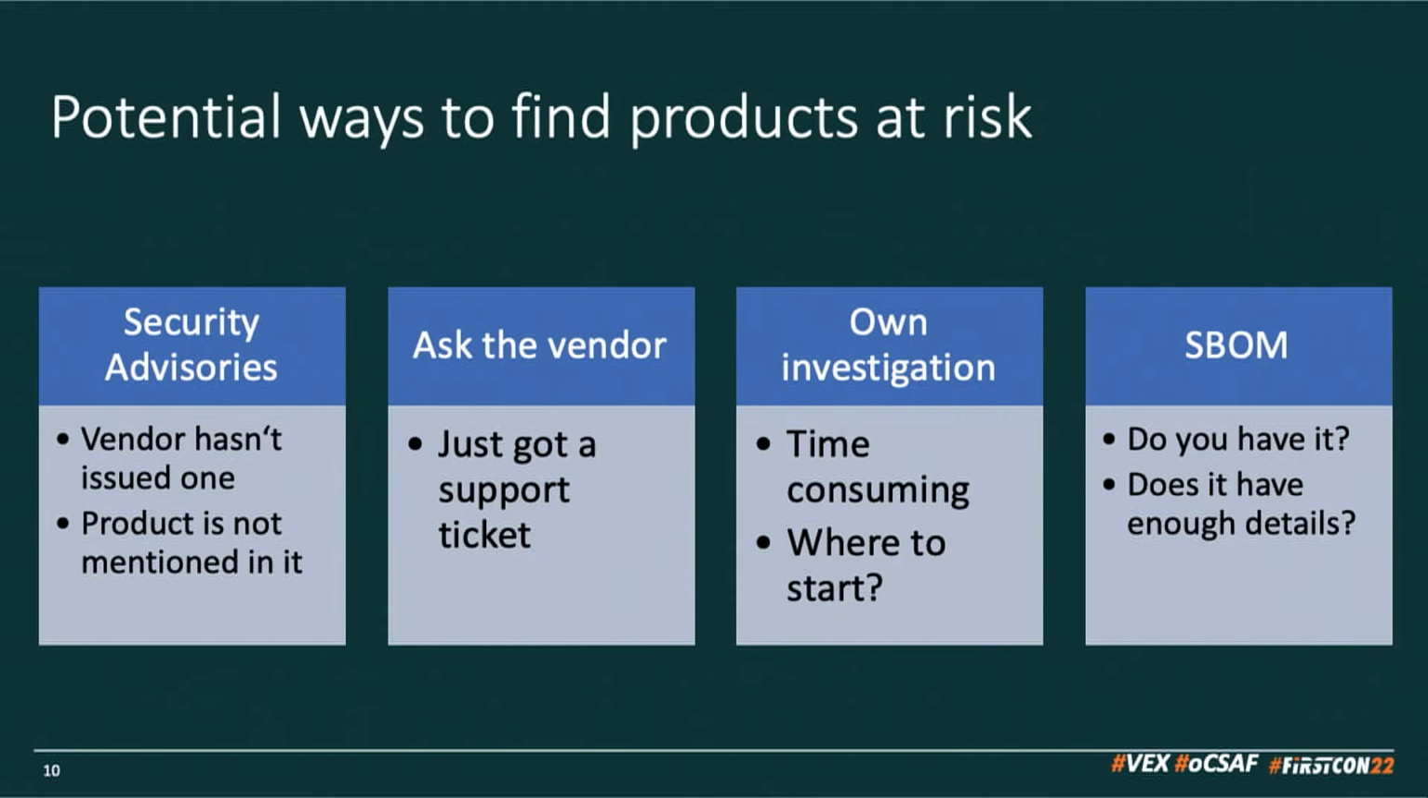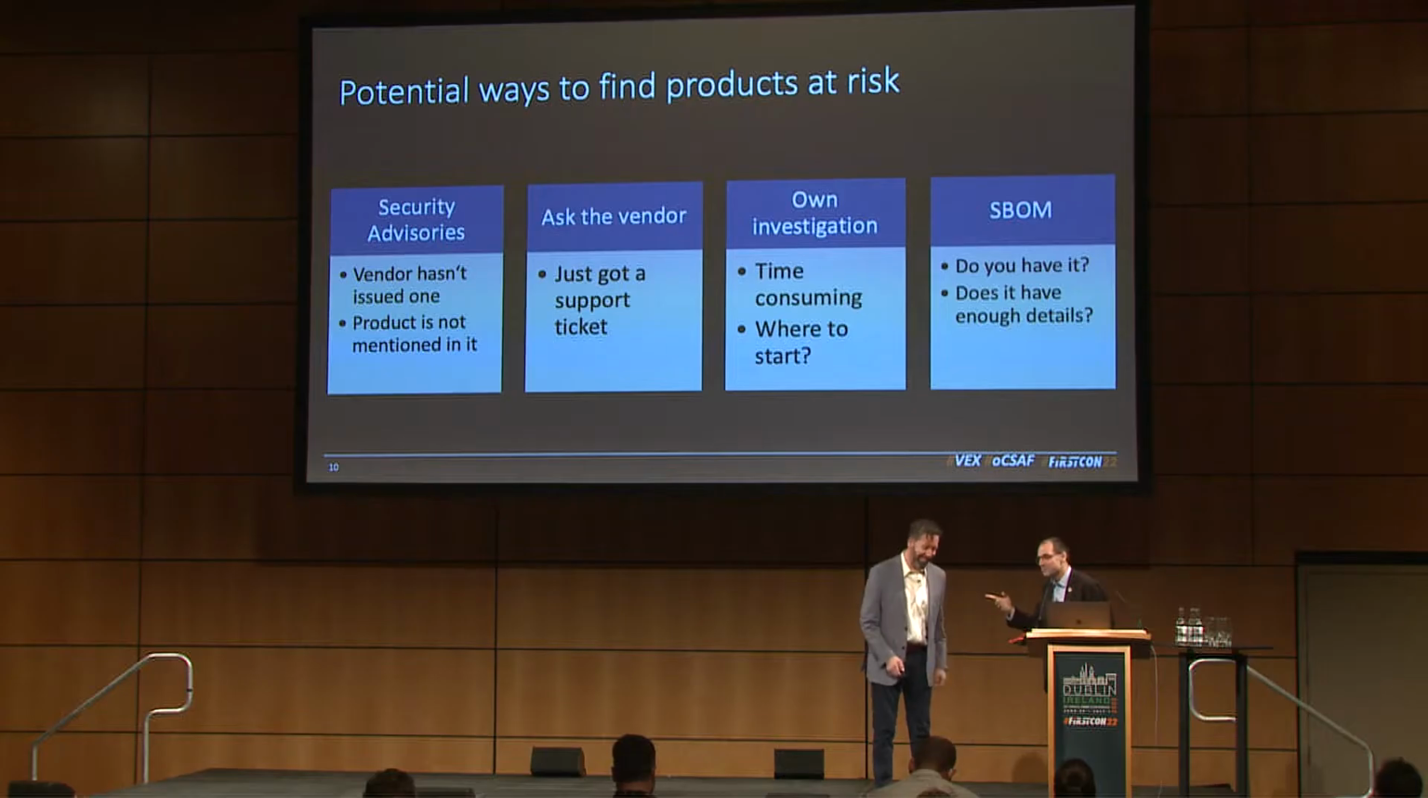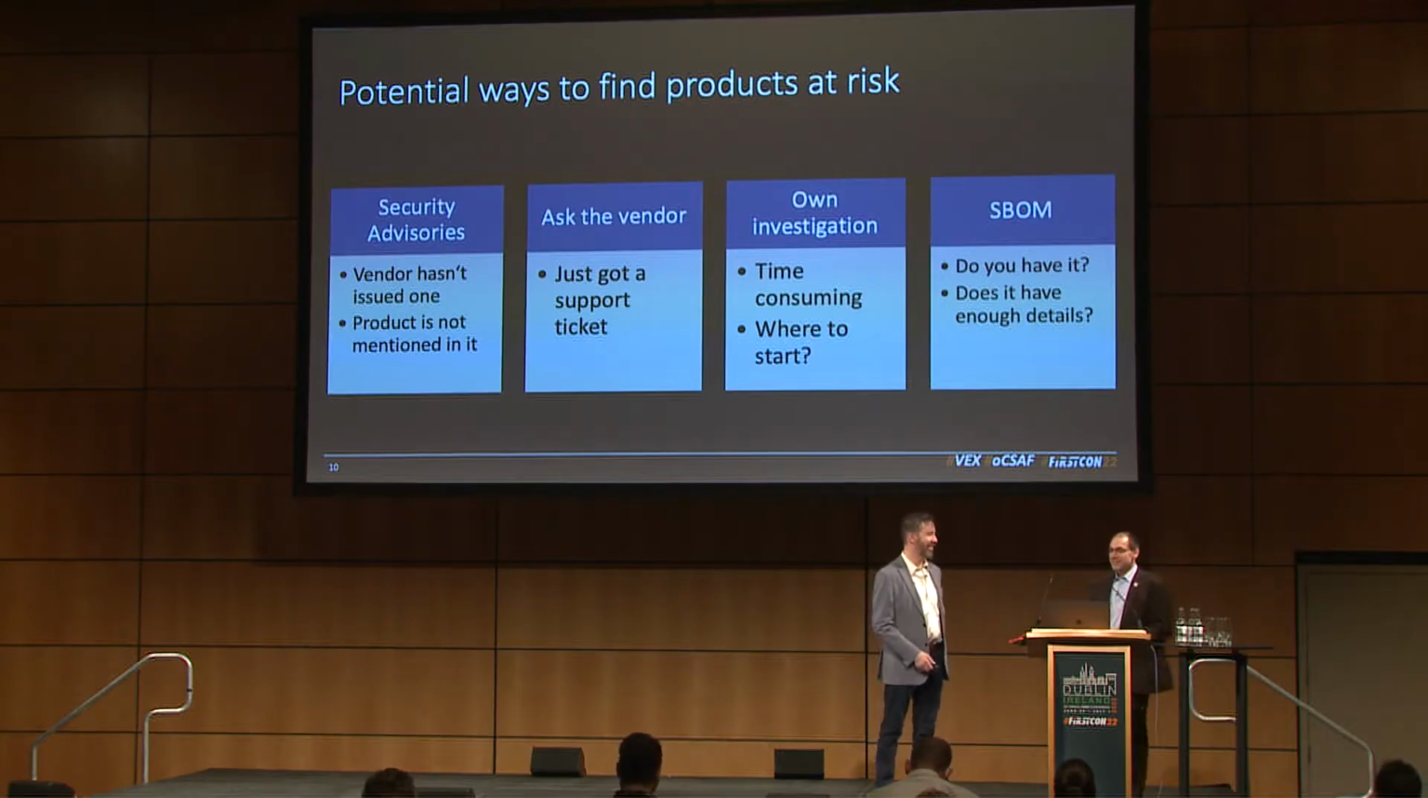So then the question is about SBOM. Do you have it? If you have it, perfect. And then the question is, does it have enough details? If it just has a depth of one, you might not even see that there is somewhere a library that includes a library in the library that has log4j in it.